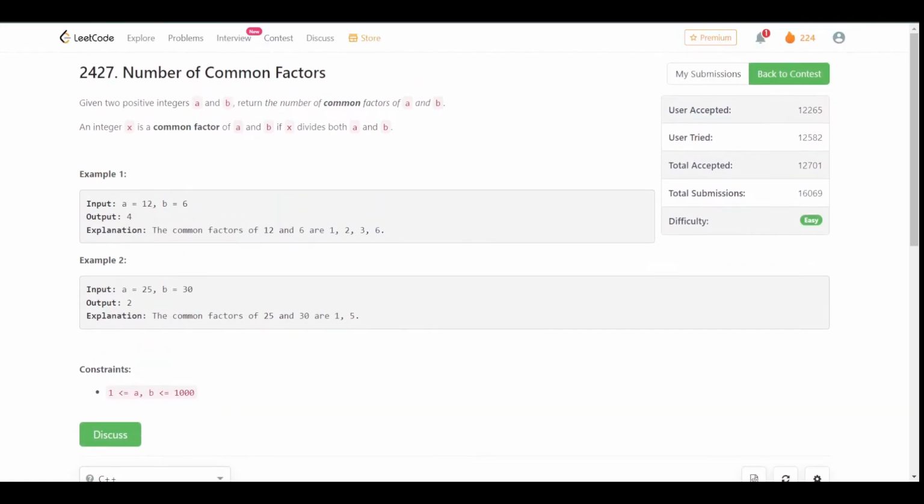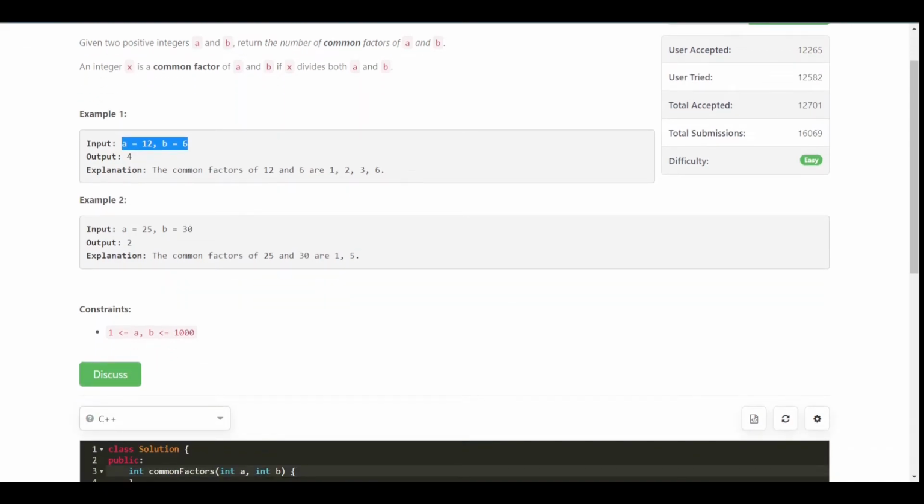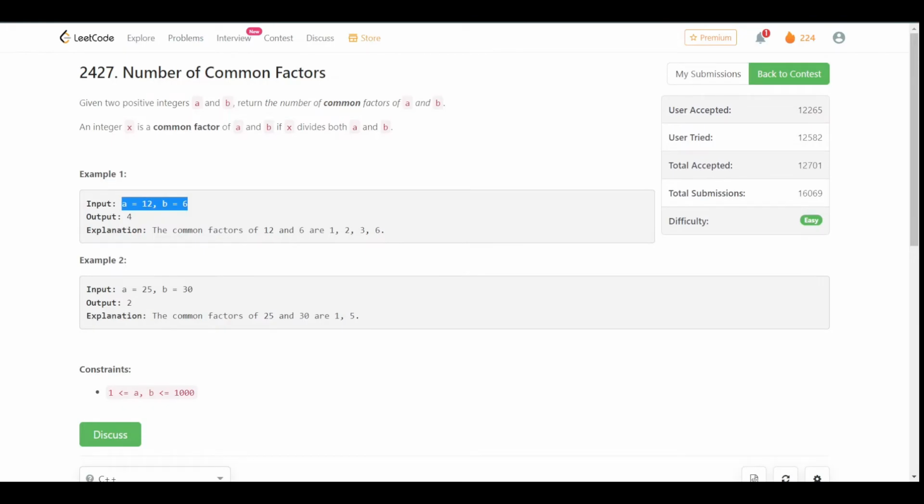Another thing I can come up with is to calculate the highest common factor between the two of these. After I'm done calculating that, I just need to check how many factors my highest common factor has. That will equate to the same answer, because if I calculate the HCF of 6 and 12, that would be 6 itself, and 6 has a total of 4 factors.